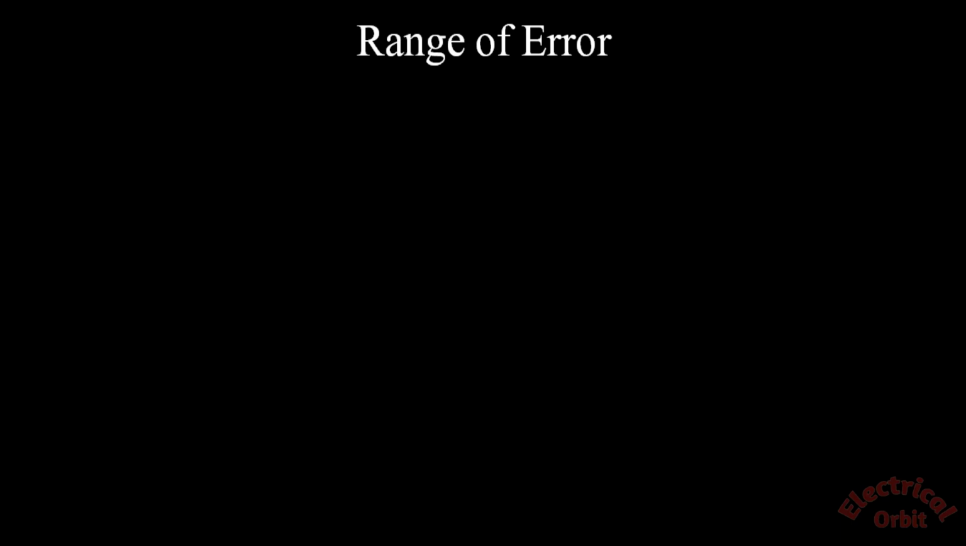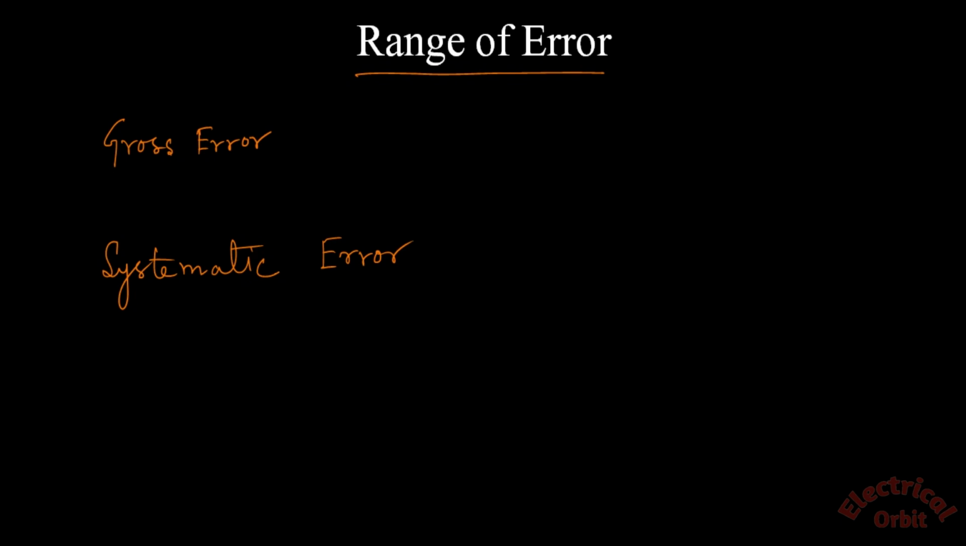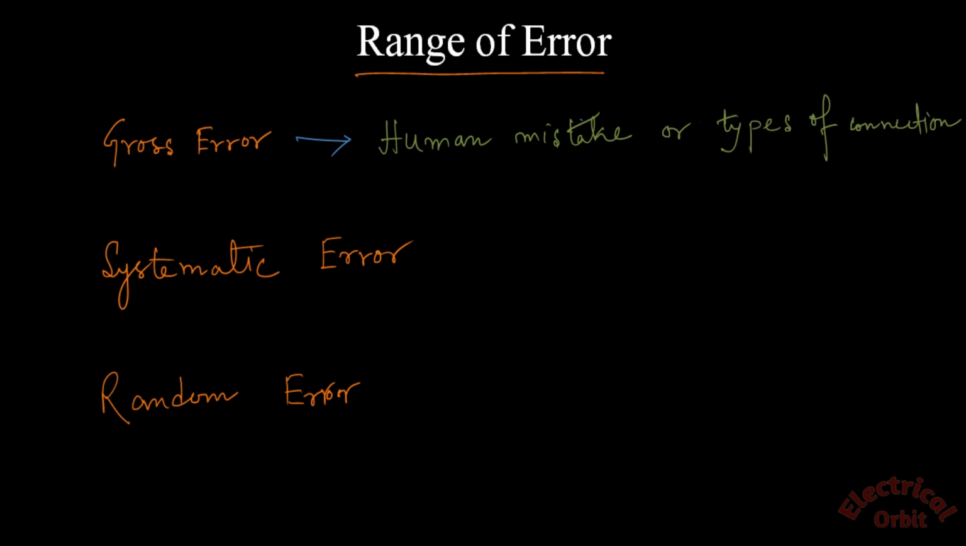In this lecture, we are going to understand the concept of range of error. Generally, in a measurement system, we have three types of errors: gross error, systematic error, and random error. Gross error may be due to human mistake or types of connection.